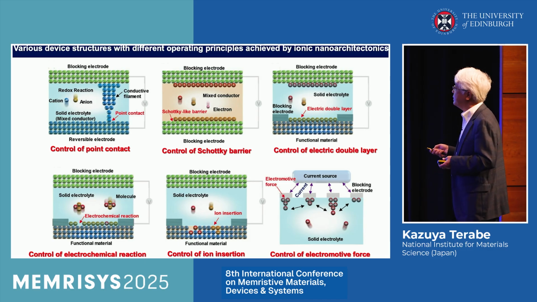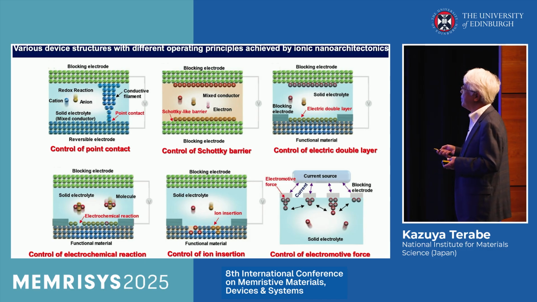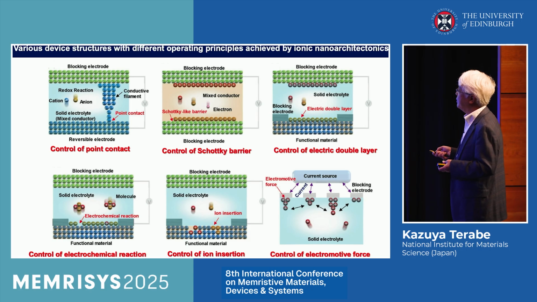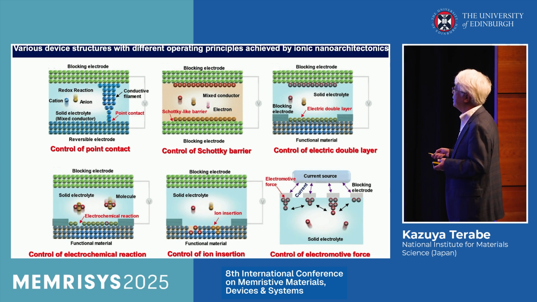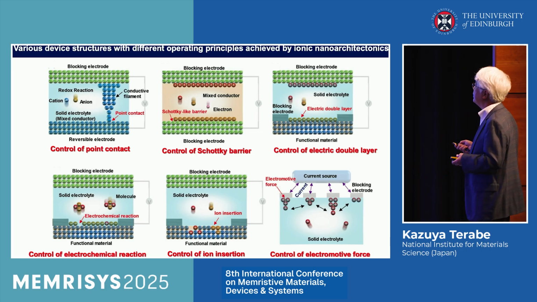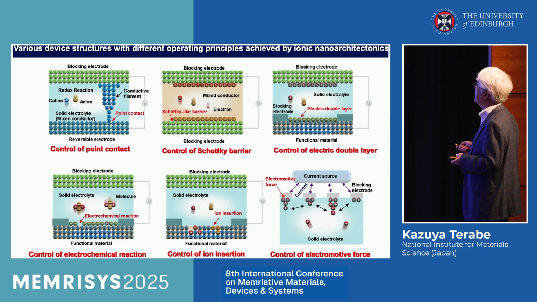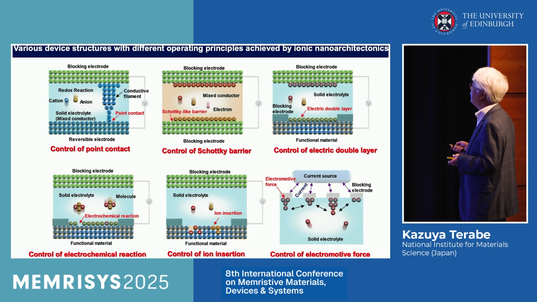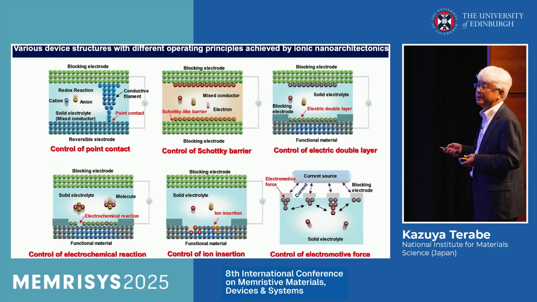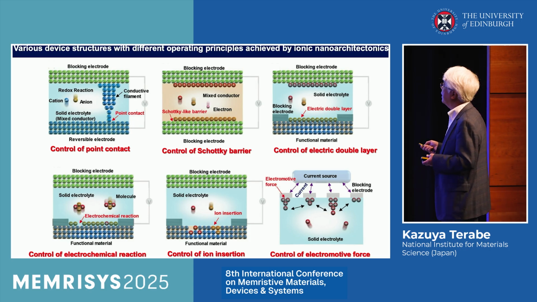And this is also the control of ion insertion by applying voltage. Ions are inserted into such a functional material, and we can control its physical properties. This is also a unique structure with many electrodes. We can control the ion migration, so it generates an electromotive force, and using such an electromotive force at each point, we can operate the device.